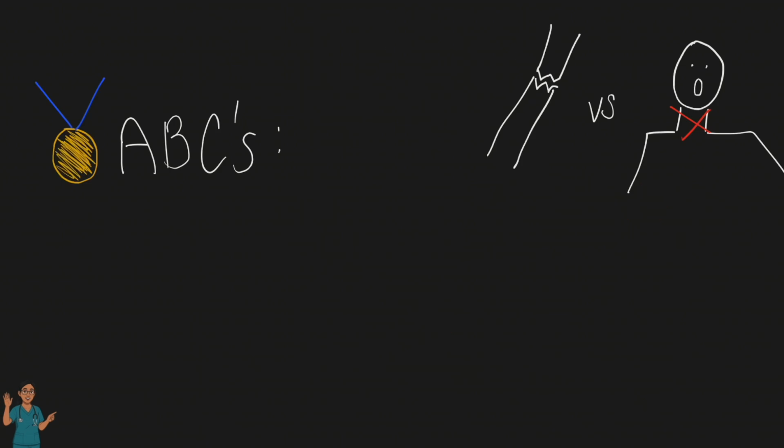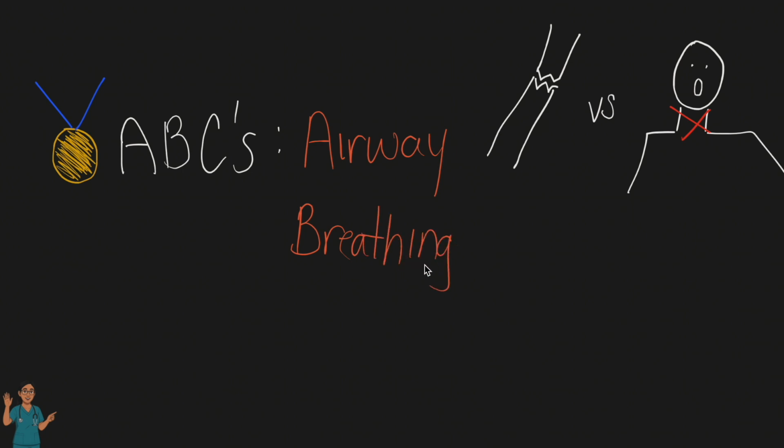Let's take a look at our priority setting frameworks. The gold standard is the ABCs, which stands for airway, breathing, and circulation. If a patient doesn't have an airway, nothing else matters. Always ask, can they breathe? Are they oxygenating? Is their circulation intact?